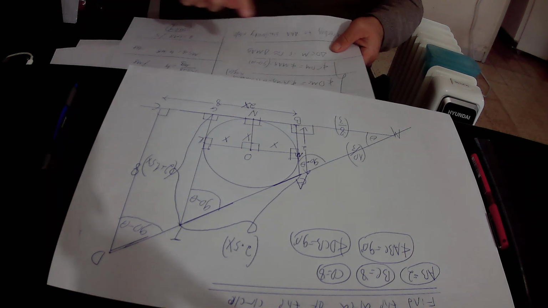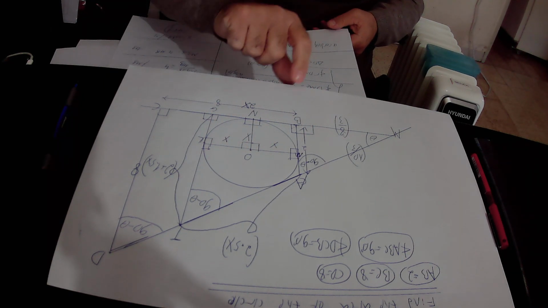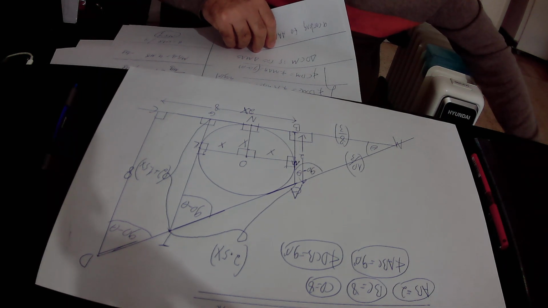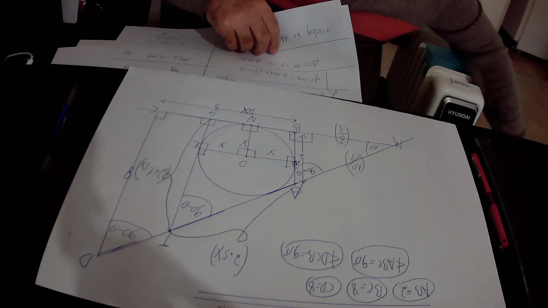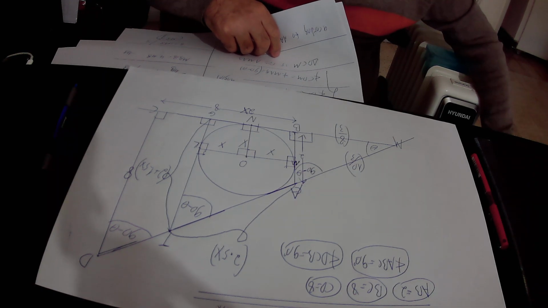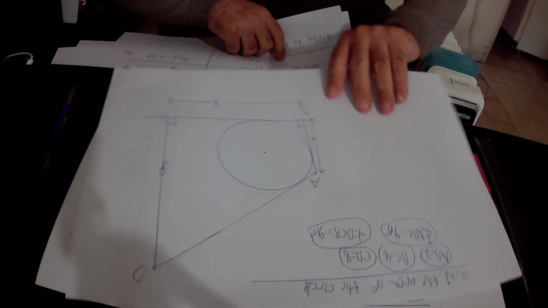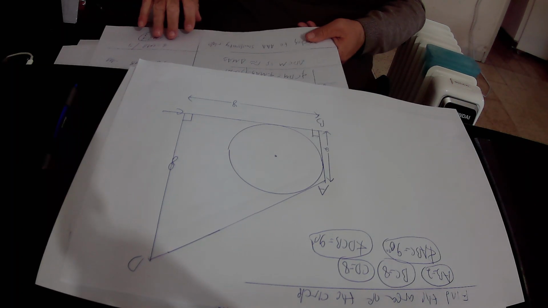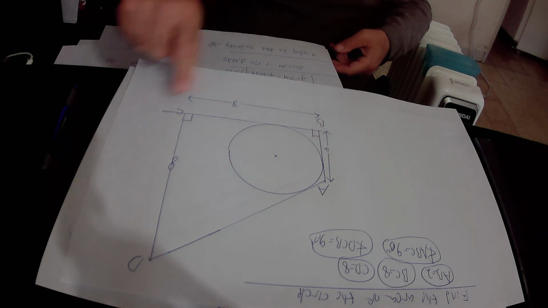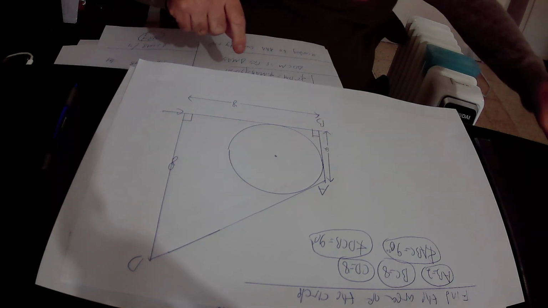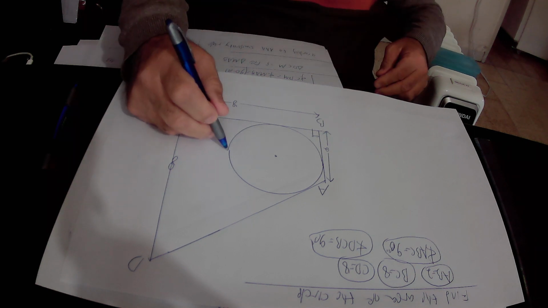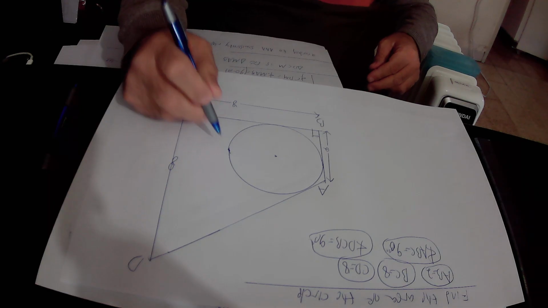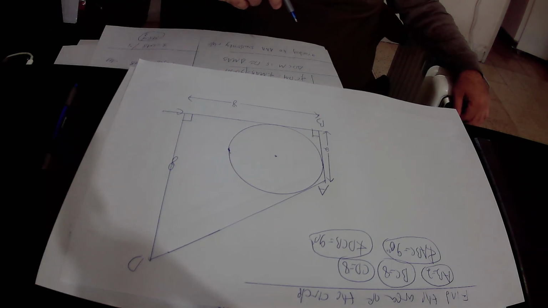In this lecture, we find the area of this circle. In the drawing, we have quadrilateral ABCD. Inside this quadrilateral ABCD, we have this circle.